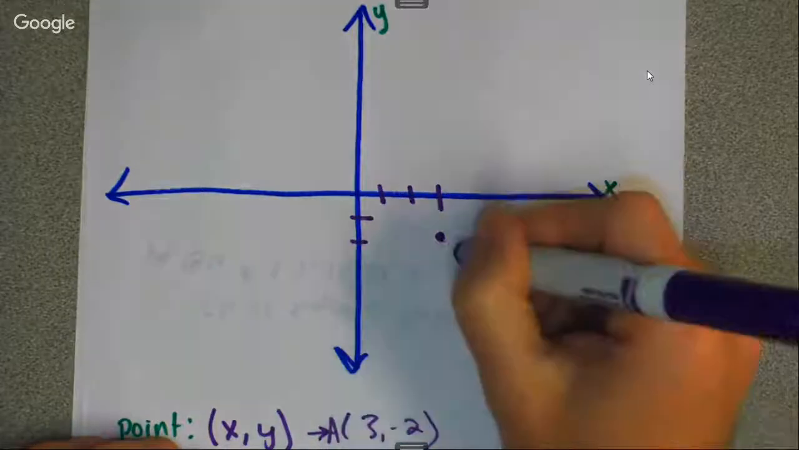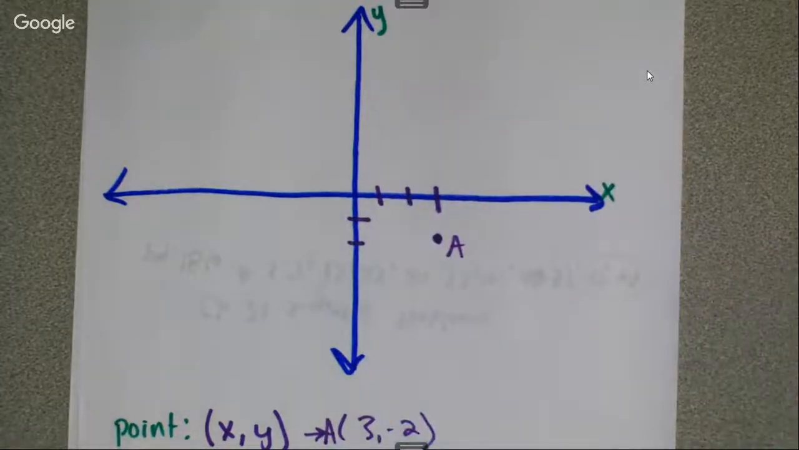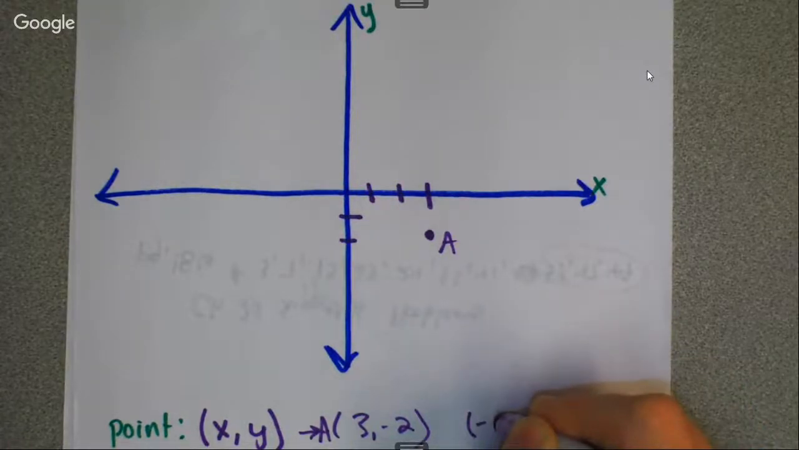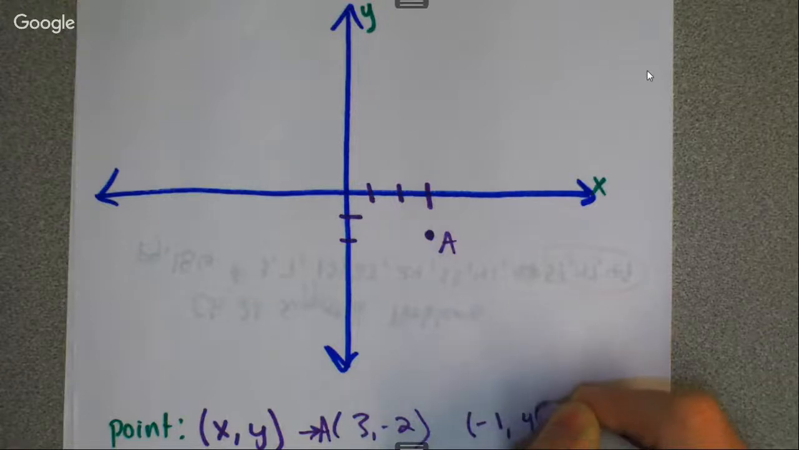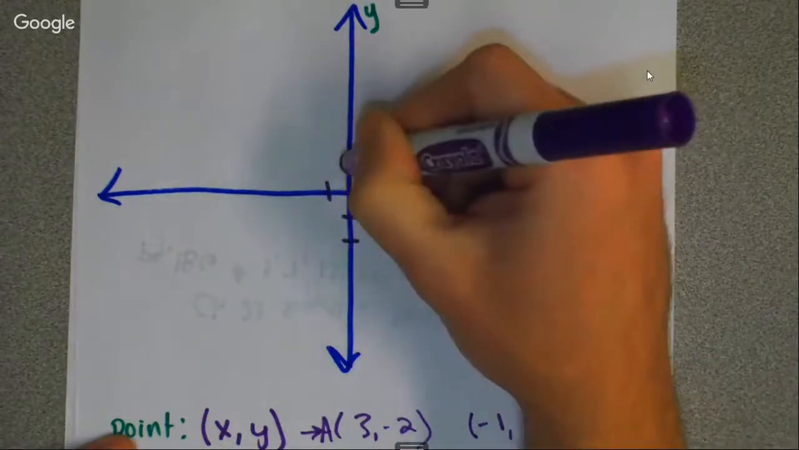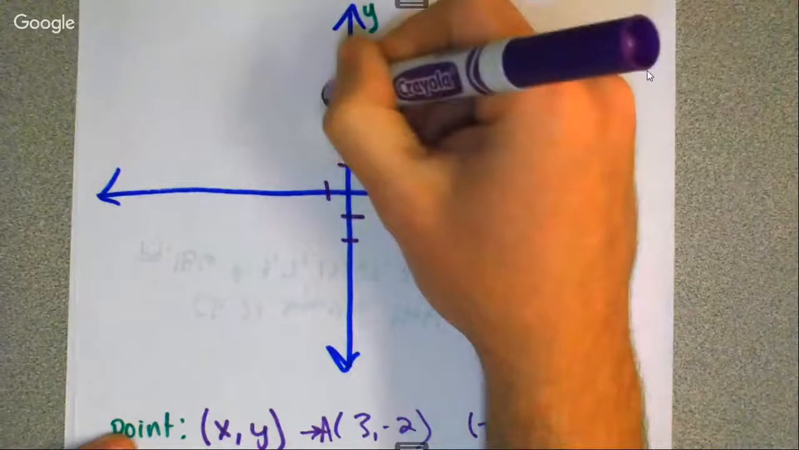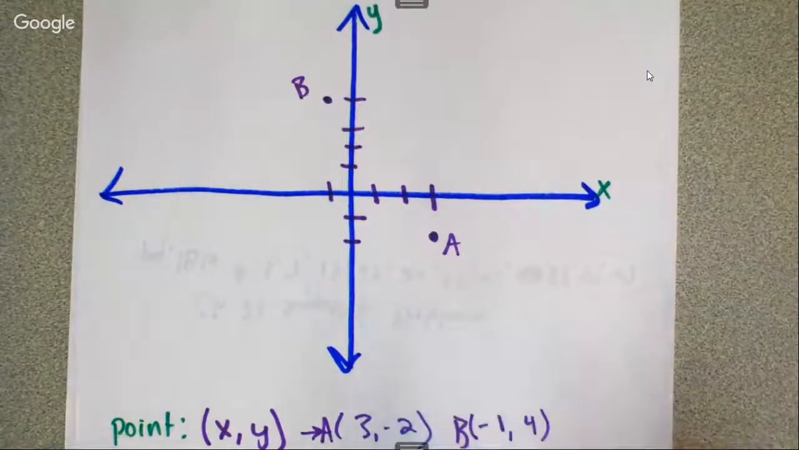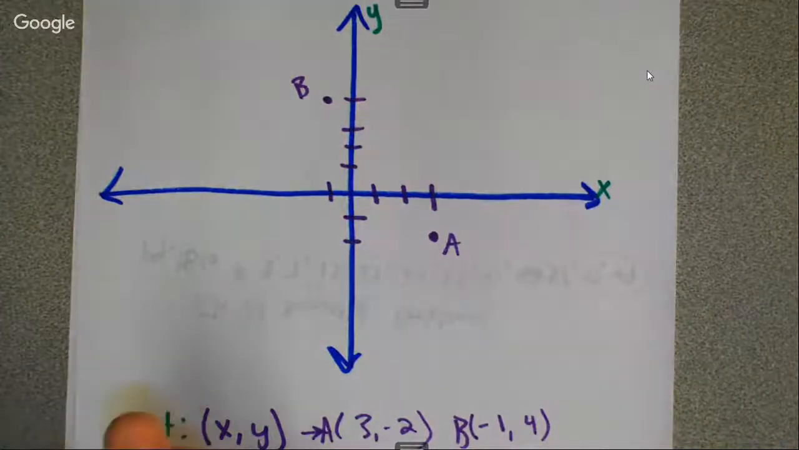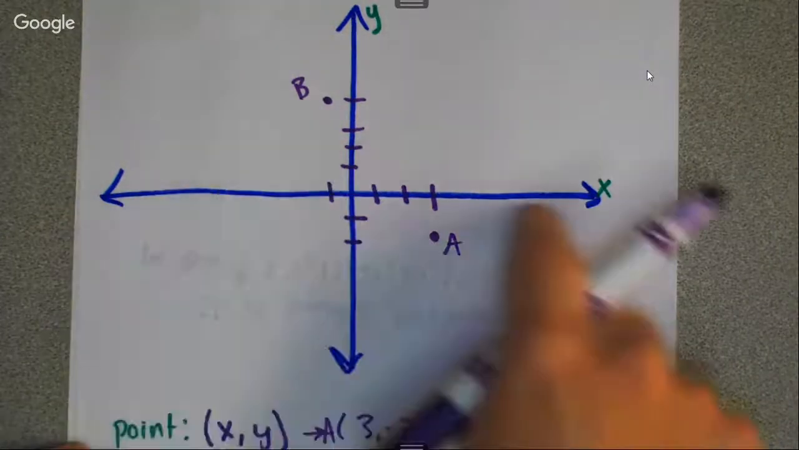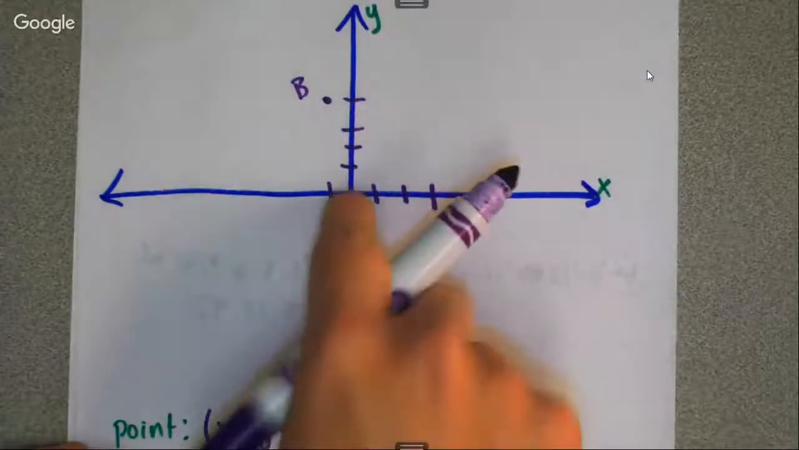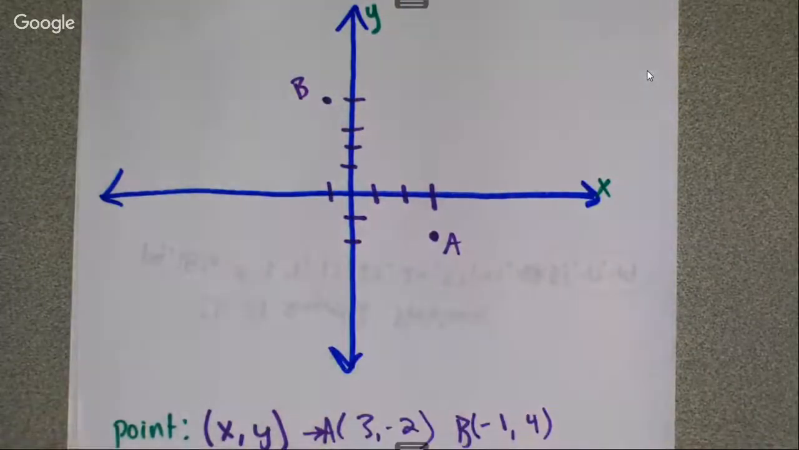Let's say that's point A. Then we could have another point, let's say (-1, 4). So then we're going to go left 1 and up 4. We'll call that point B. So we can graph points anywhere on the line. If it's on the line, that means either x or y is 0. We have the origin, which is at (0, 0) for that address.